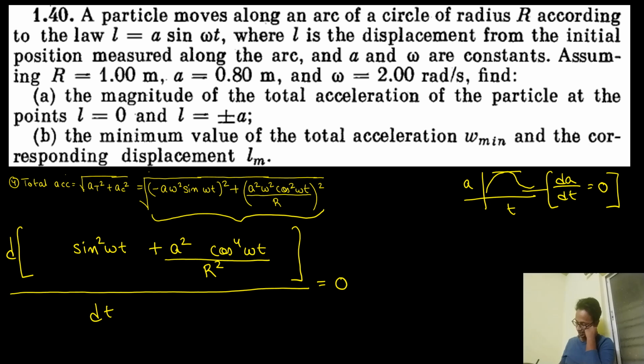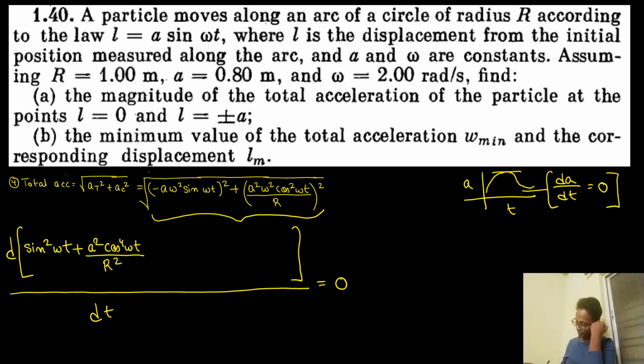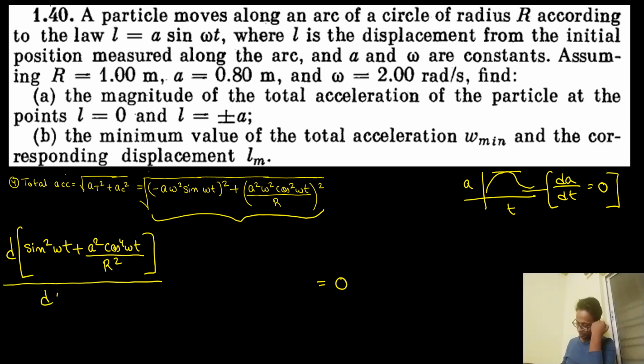Now let's differentiate this term. Let's compress this term, sine square omega t, so I'm writing sine square omega t out here, and a square cos to the power 4 omega t by r square, closing the bracket, divided by dt, should be equal to 0. So this is our simplification.